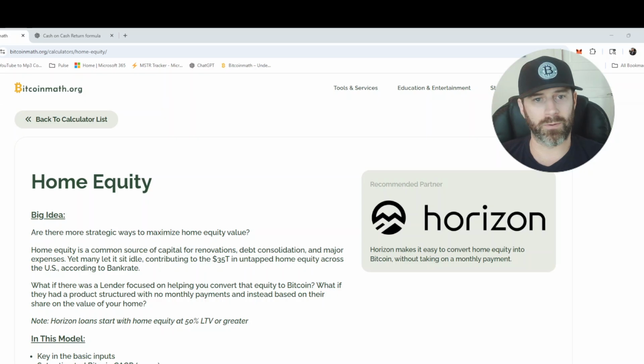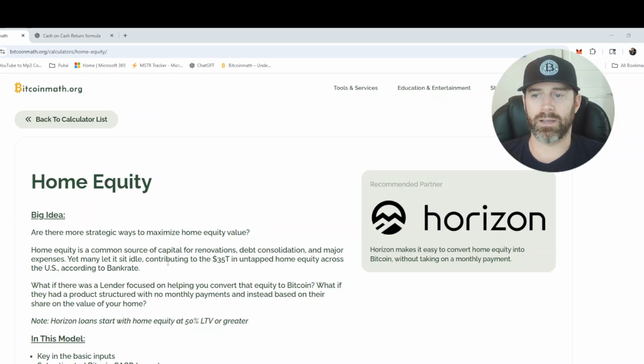That's why we've partnered with Horizon. Horizon offers this type of service. They have already proven themselves with a best-in-class multi-signature Bitcoin wallet. If you're familiar with Theya, it's the same guys behind that product who have now launched and are supporting Horizon to make it easy for people to convert some of their home equity to Bitcoin without taking on a monthly payment, and ultimately just splitting some of the home equity value with the lender.